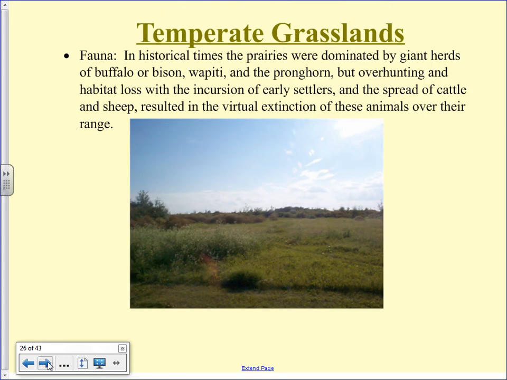Okay, fauna. This is supposed to be the slide about animals. See any animals in the picture? It's because the natural animals from the prairie aren't here anymore. The animals that naturally lived on the prairie are what we call extirpated, which means they are forced off of or out of their natural habitat.